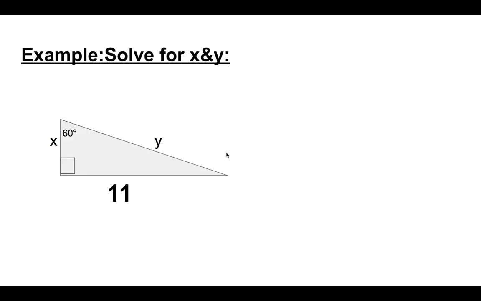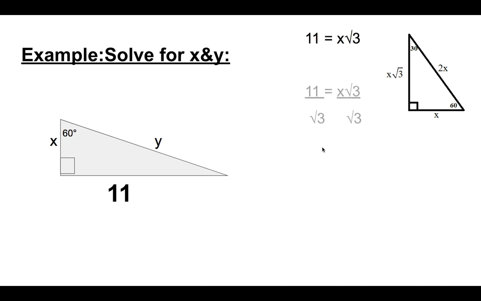Here again, I'm solving for x and y. I am looking for the value of x. In this case, if we look at our triangle, we know the value between 90 and 30, which is x square root 3. So I need to just solve for x. I need to isolate x. I know x square root 3 is equal to 11. So in order to isolate x, I'm going to divide both sides by the square root of 3.